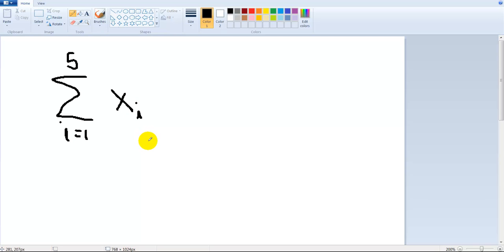So i equals 1, what do I write? I write x1. i equals 2, what do I write? I write x2. i equals 3, what do I write? I write x3. I'm running out of space here, so I'm making it shorter. x4 and x5, right? Nothing to do, it's just very simple. Okay, and what does the sigma mean? Plus.